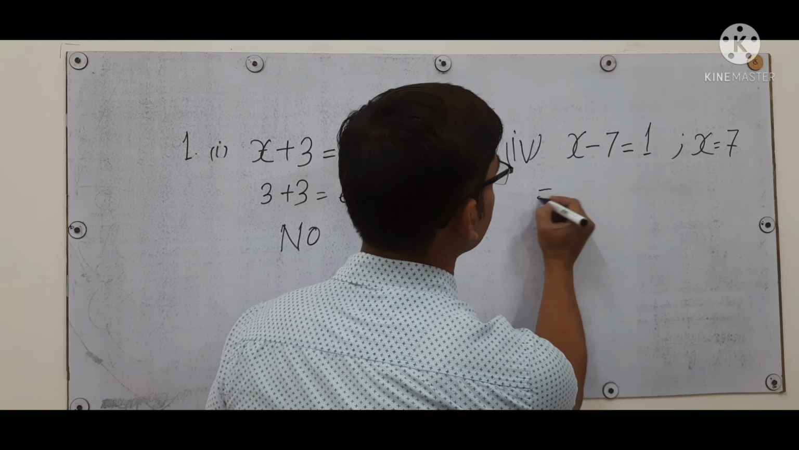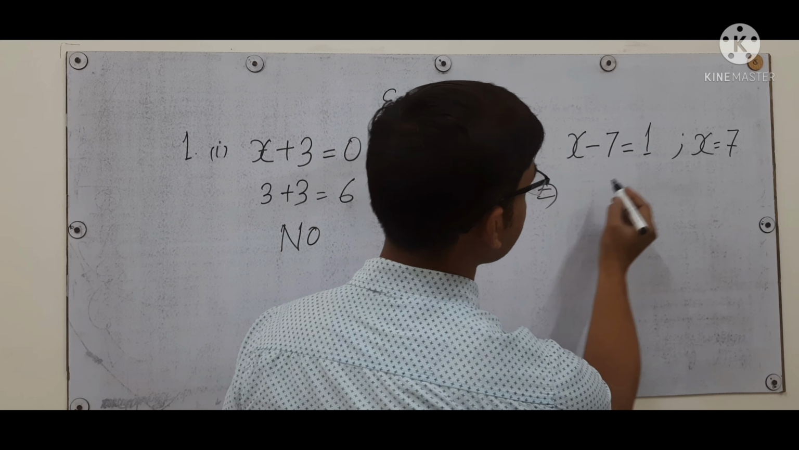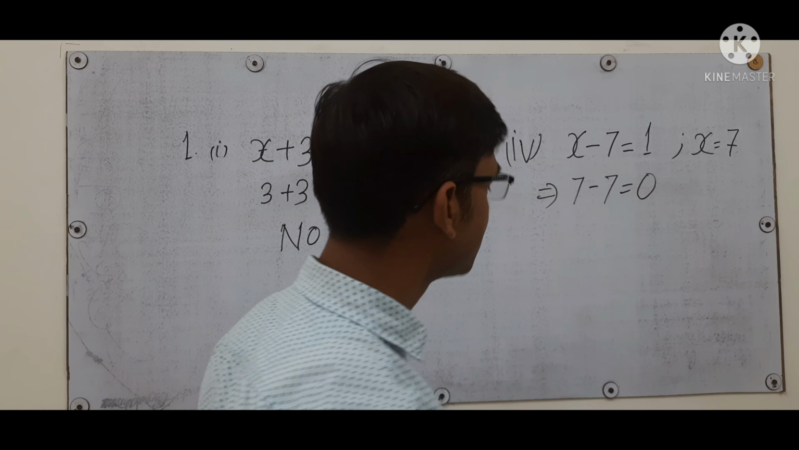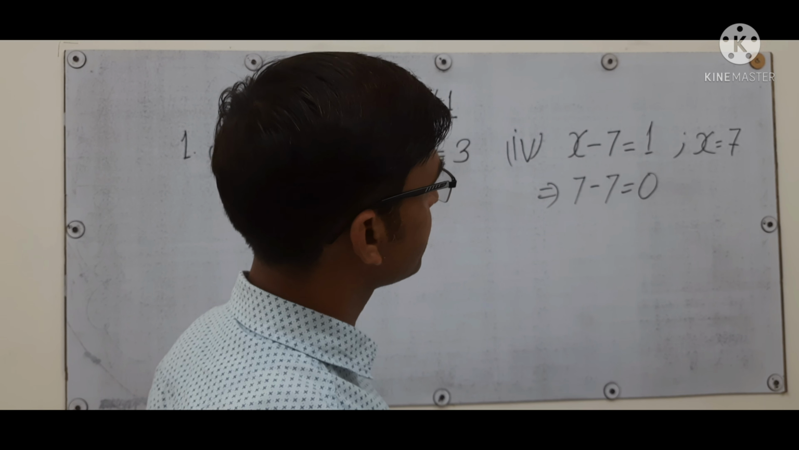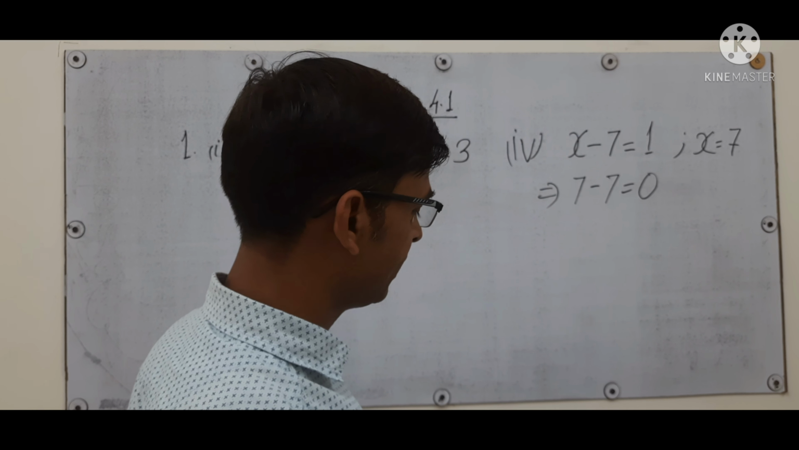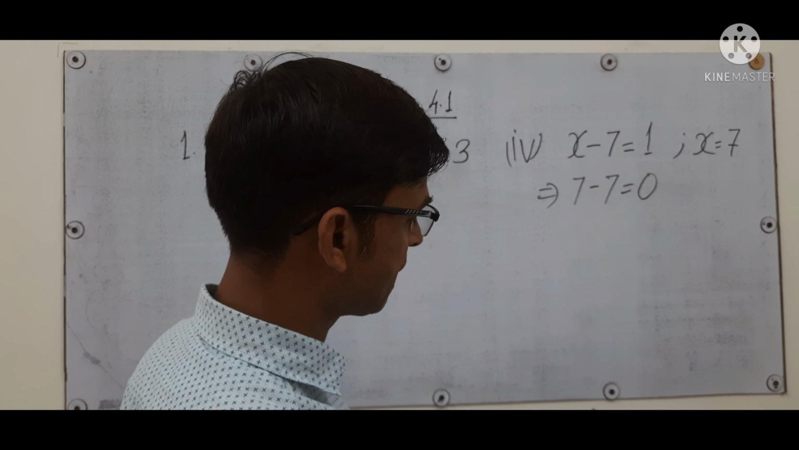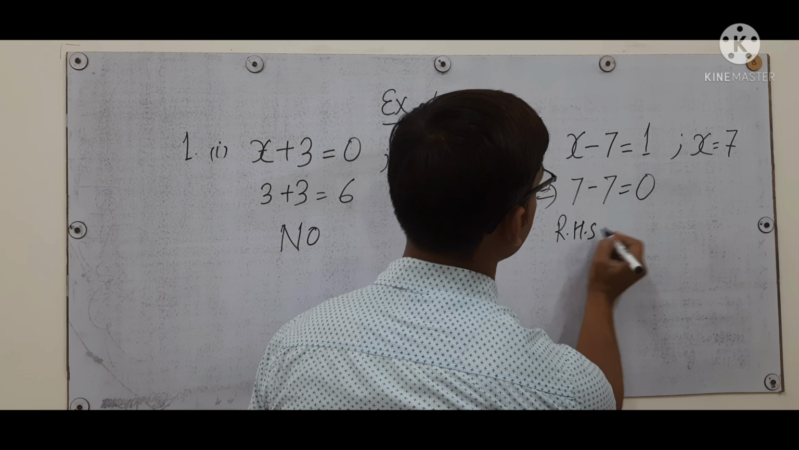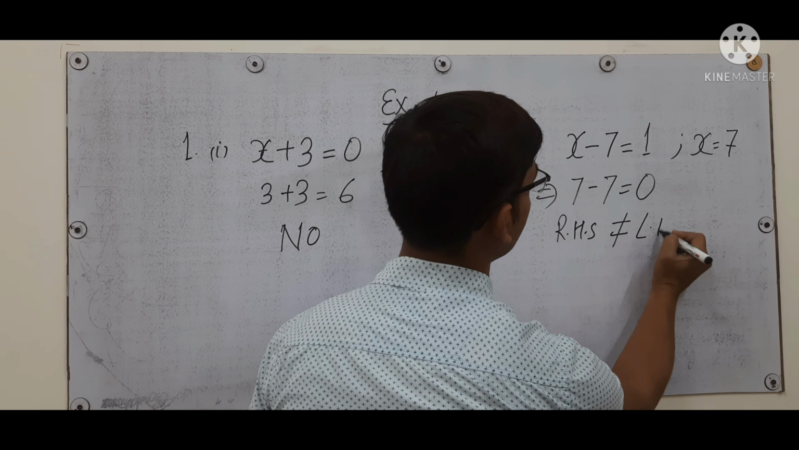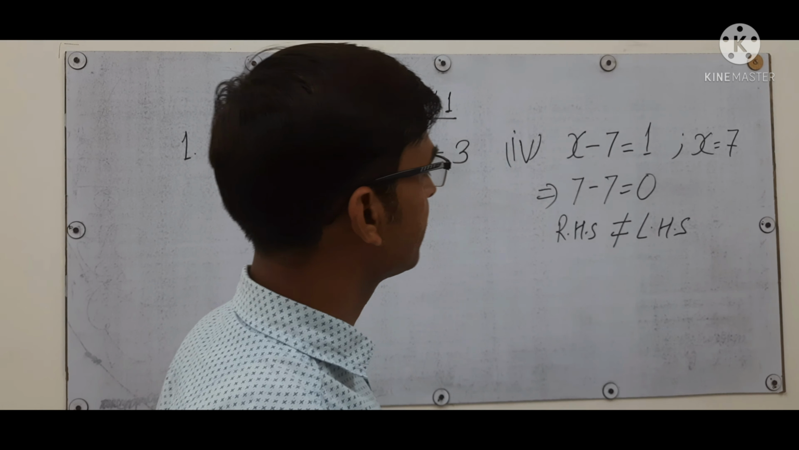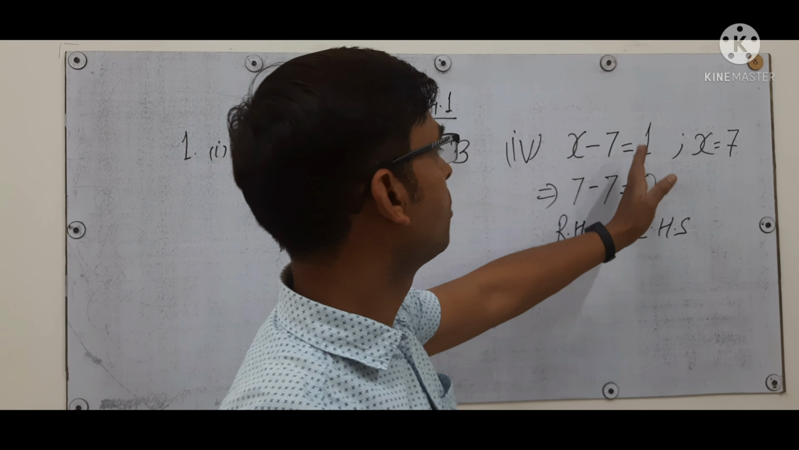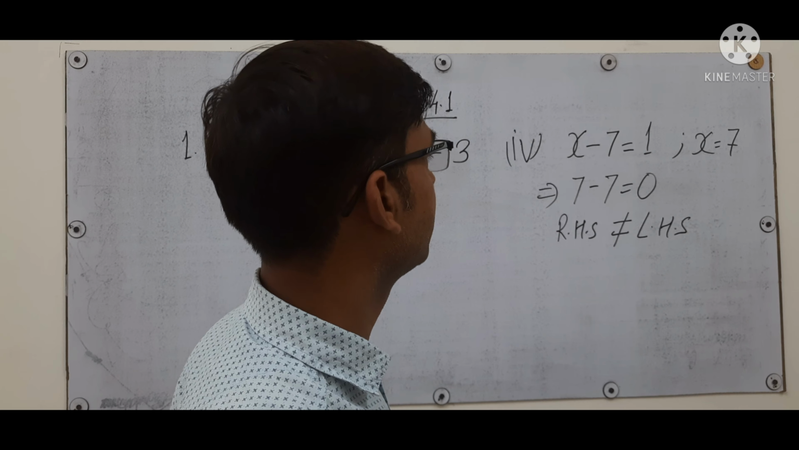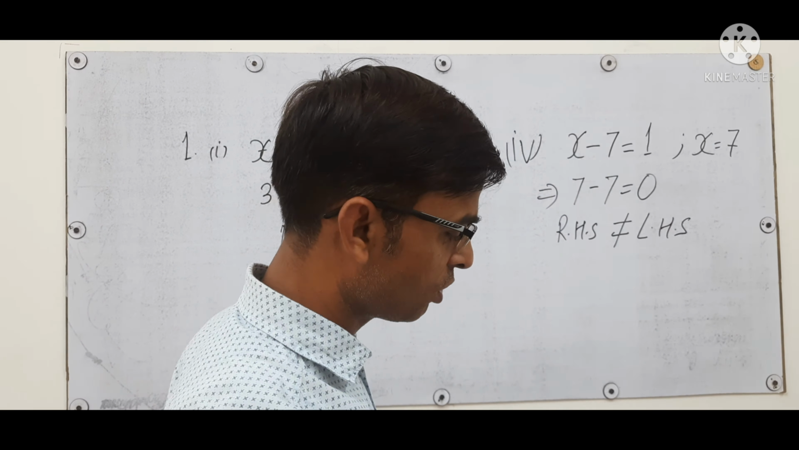So when we put x equal to 7, then 7 minus 7 is equal to 0. When we put 7, it will be 0, and in the equation x minus 7 must be 1. So this means that the right hand side is not equal to the left hand side, that is, the left hand side is not equal to the right hand side.